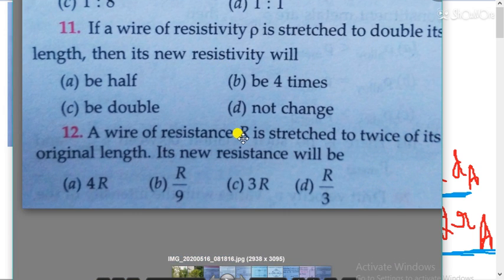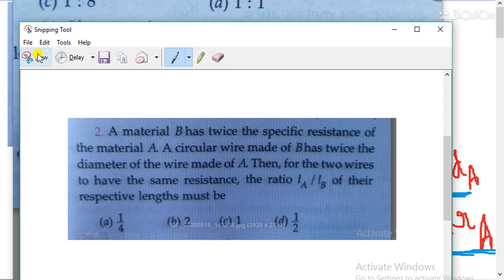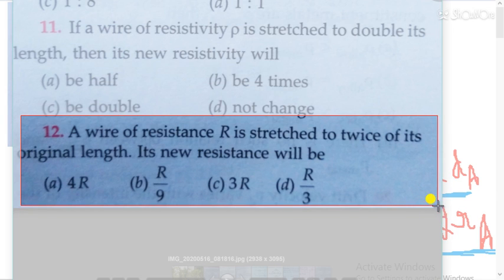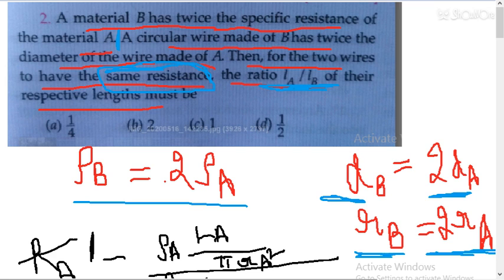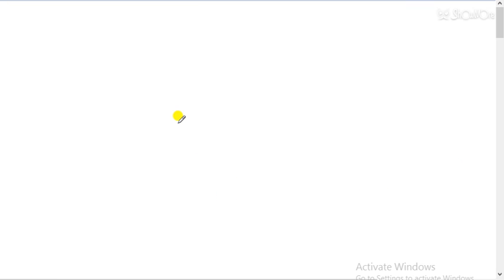So now I am going to take you to question number 12. You have to stay here. We are going to question number 12. It is an easy one. You can do it on your own, and I will also take you to some other questions in this video.